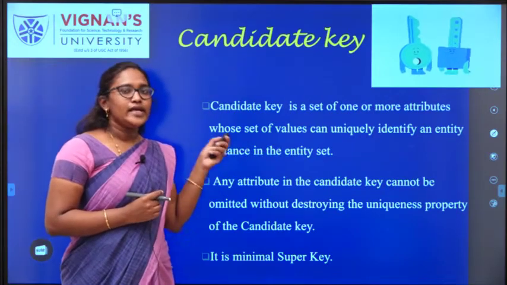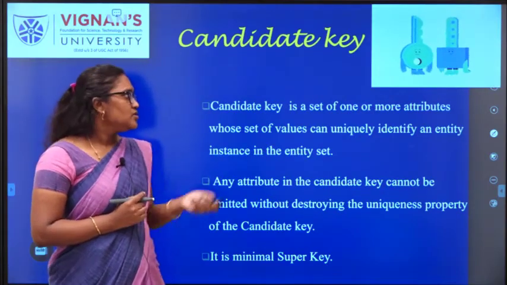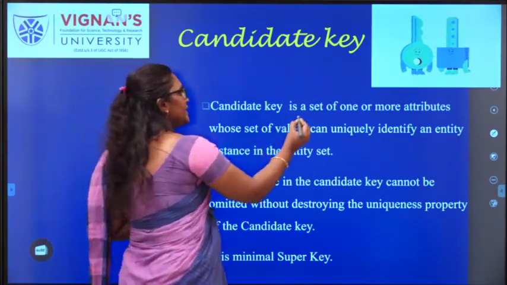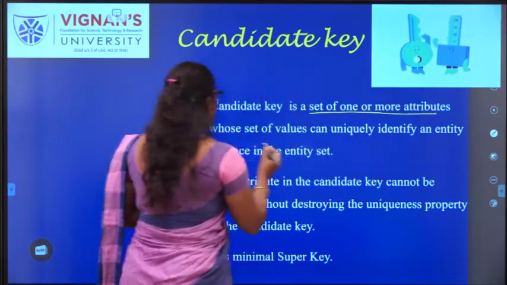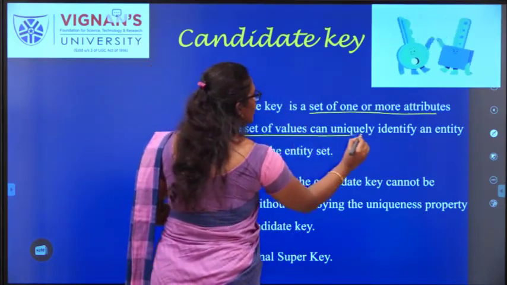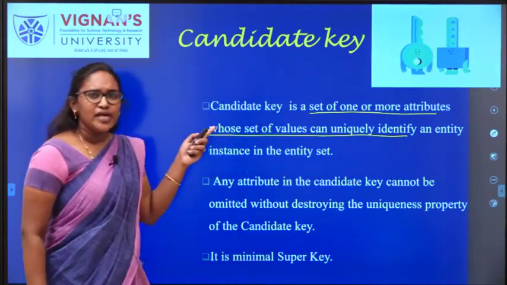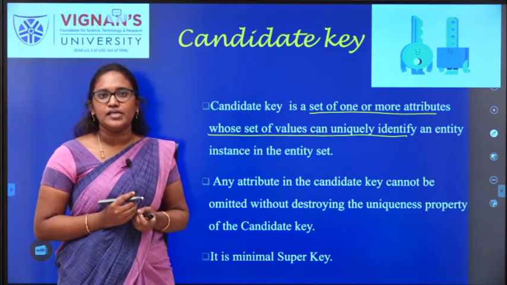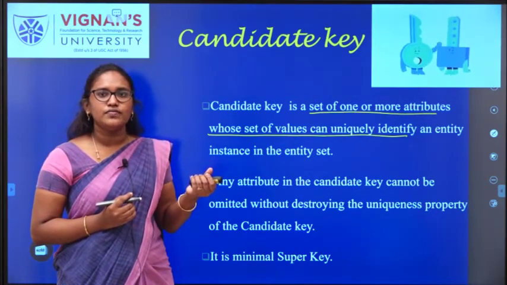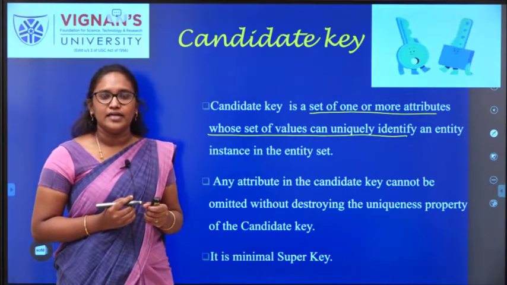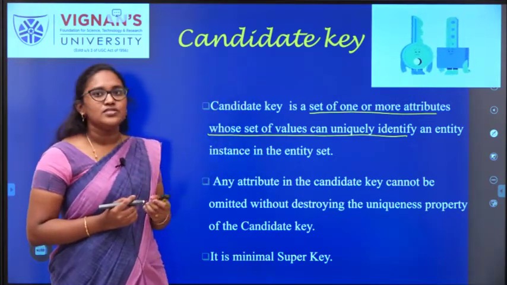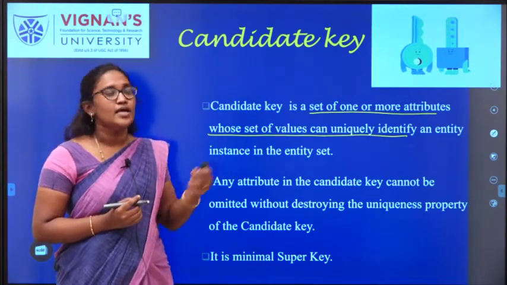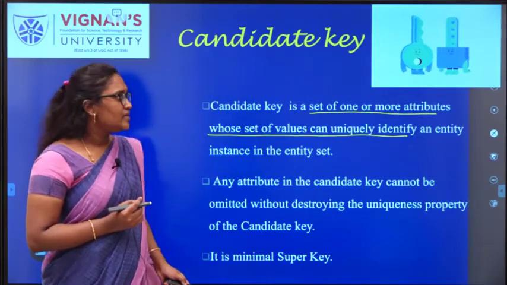Next one, the candidate key. So understand very clearly, it is a very easy concept. What does candidate key mean? It is a set of one or more attributes whose set of values can uniquely identify. In a very short way, in a table you have a primary key, right? The primary key is used for uniquely identifying the data. So if a table consists of two or more primary keys, then we call it a candidate key.